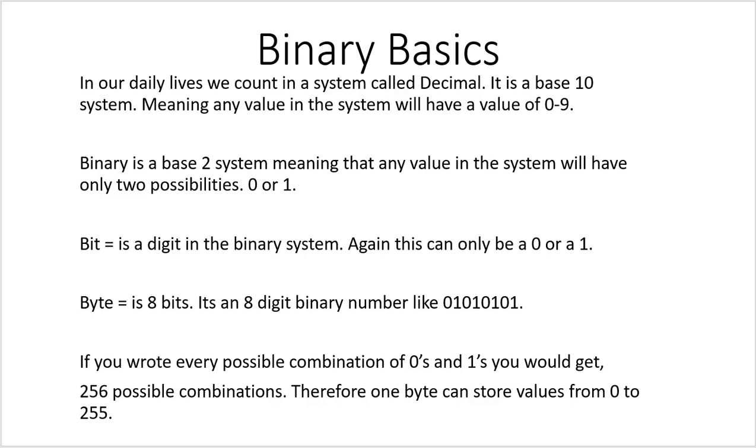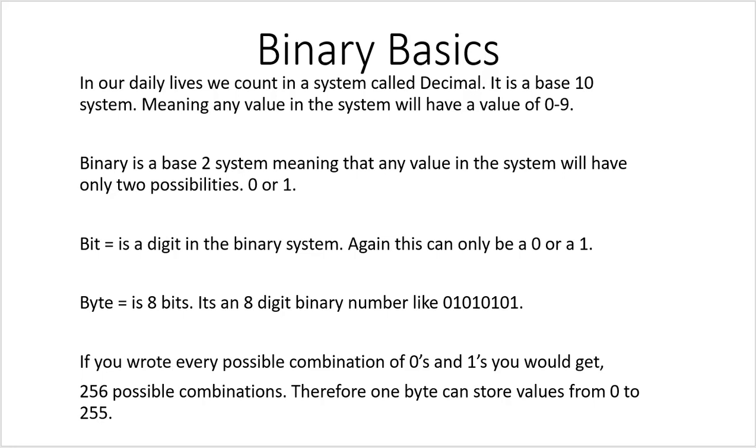Let's talk about binary. In our daily lives, we count in a system called decimal. It is a base 10 system, and that means any value in the system will have a value of 0 to 9. Binary is a base 2 system that's used by computers, and it means that any value in the system will have only two possibilities, a 0 or a 1.